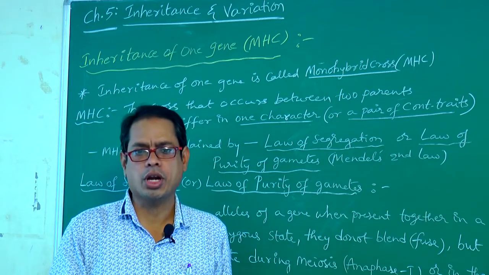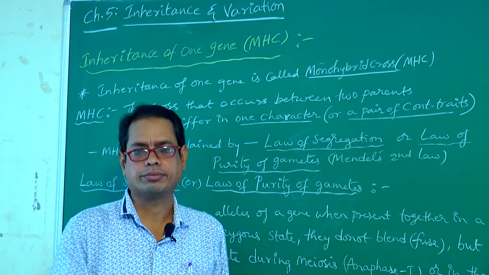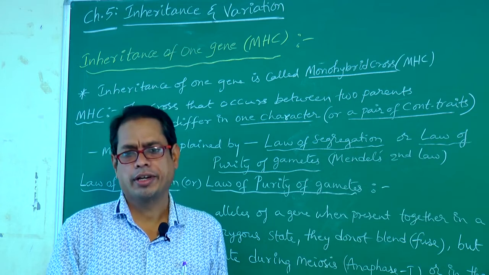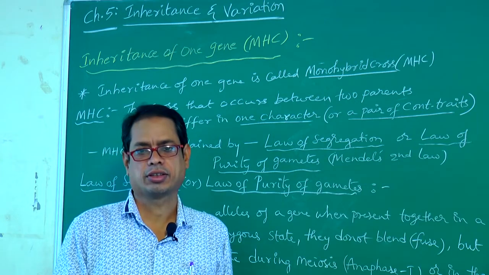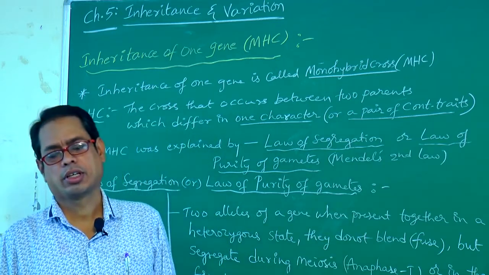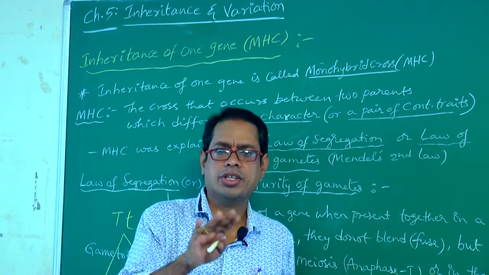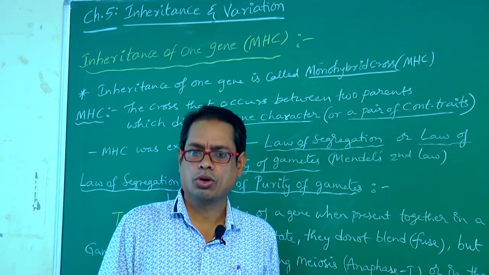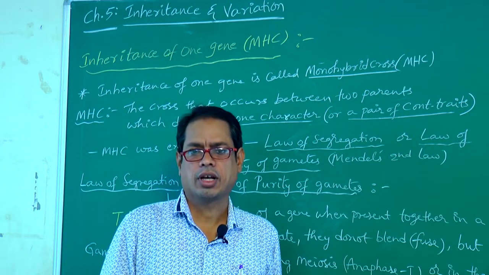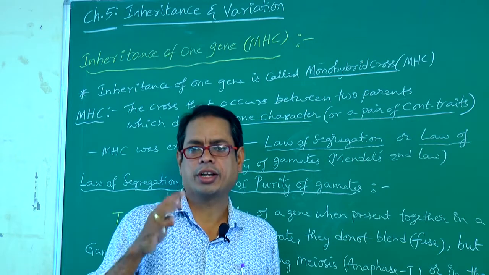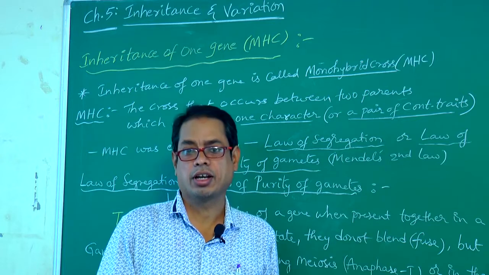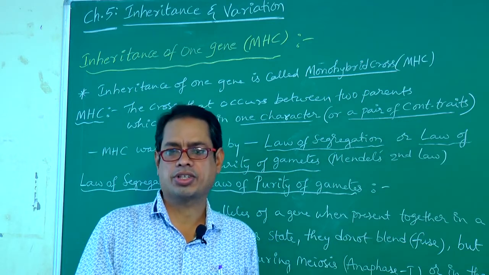Number of characters based on pod? 2. Pod color, pod shape. Number of characters based on seed? 2. Seed color, seed shape. The vegetative parts not studied by Mendel means root character he did not study, and leaf characters also he did not study. He studied only the vegetative part, means stem height, length of the plant, that is stem height.